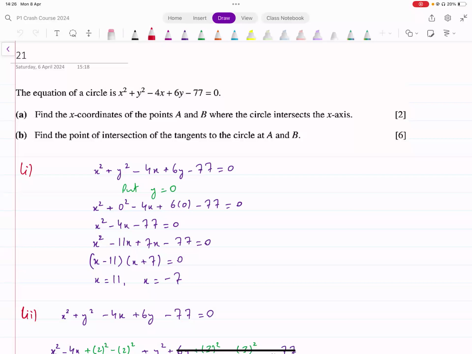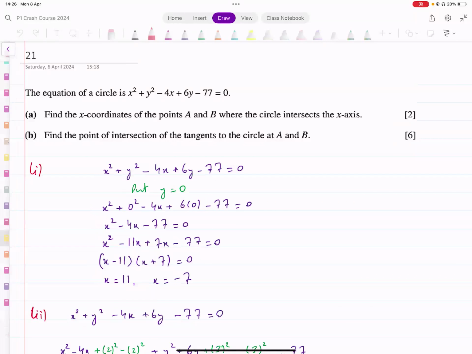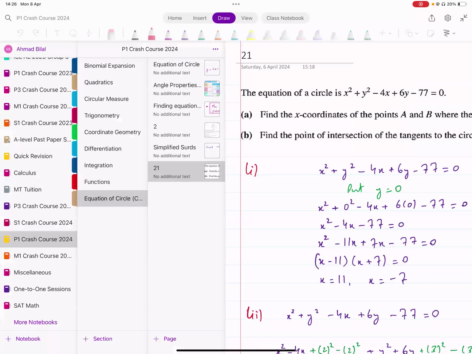So in the last session, we completed circle equations. And today we want to start our next topic, which is AP and GP. That's the last topic that we have in paper one.